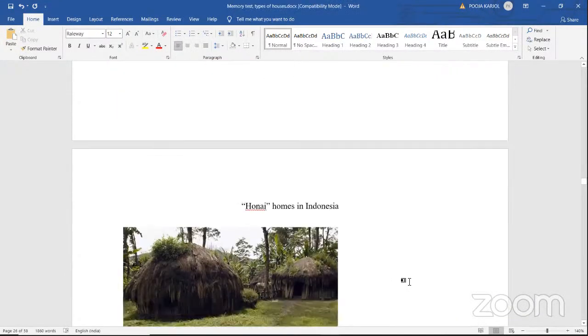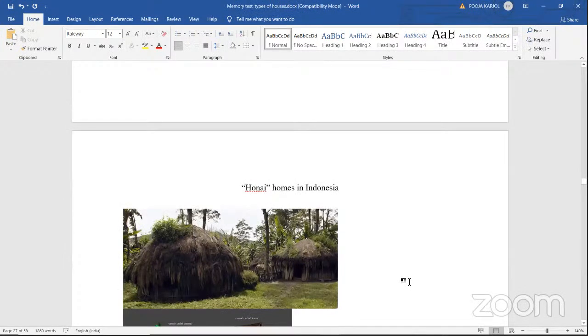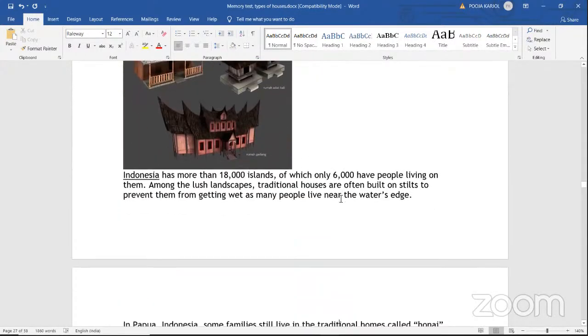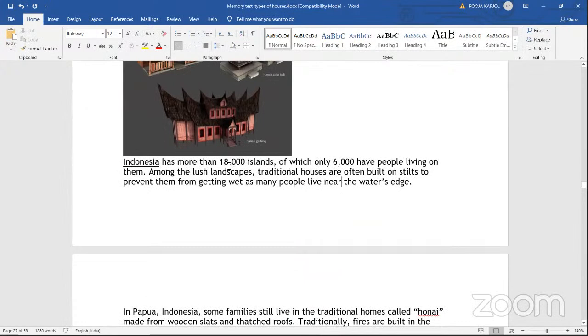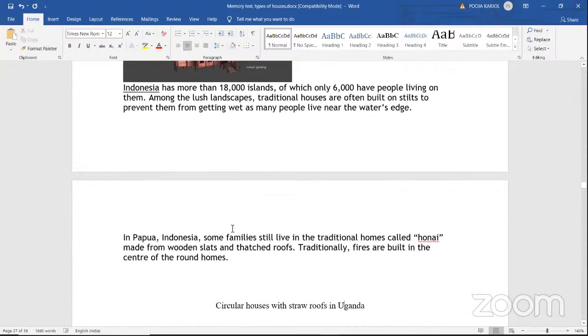Honai homes in Indonesia. Now, Indonesia has a lot of traditional houses. Okay, this is one of them. Indonesia has more than 18,000 islands, in which only 6,000 have people living on them. Okay, 6,000 islands have people living on them. Traditional homes are often built on stilts to prevent them from getting wet, as many people live near the water edge. Okay, in Papua, Indonesia, some families still live in the traditional homes called honai, made from wooden slats and thatched roofs. Traditionally, fires are built in the center of the round house.